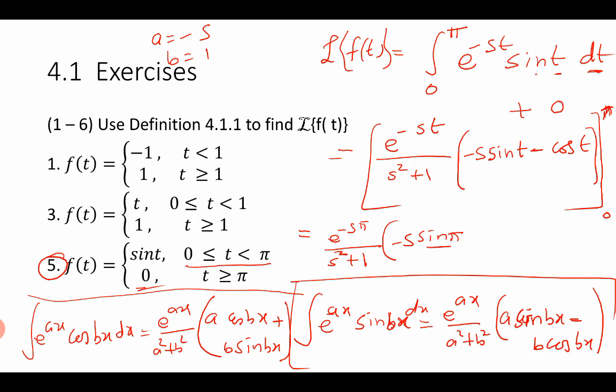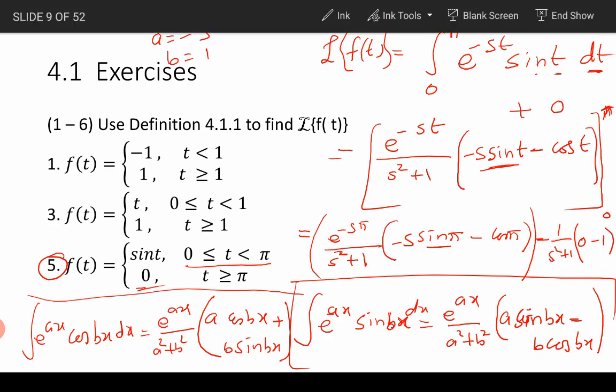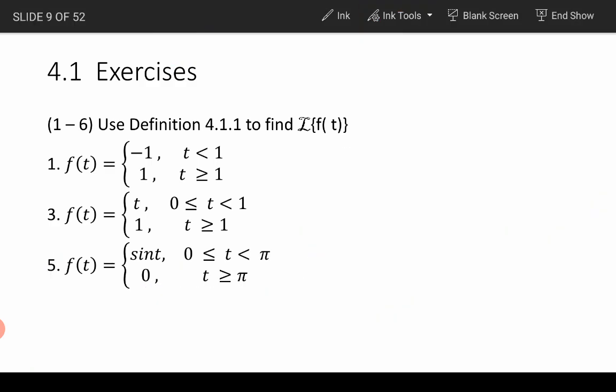which is 0, sin pi will be 0, minus cosine pi will be negative 1, and next upper limit is done here. Lower limit 0. What happens when you substitute 0? E power 0 is 1 over s square plus 1, inside the bracket this will be 0, then 0 minus 1. So let's simplify this one, the next step, and then the answer comes.